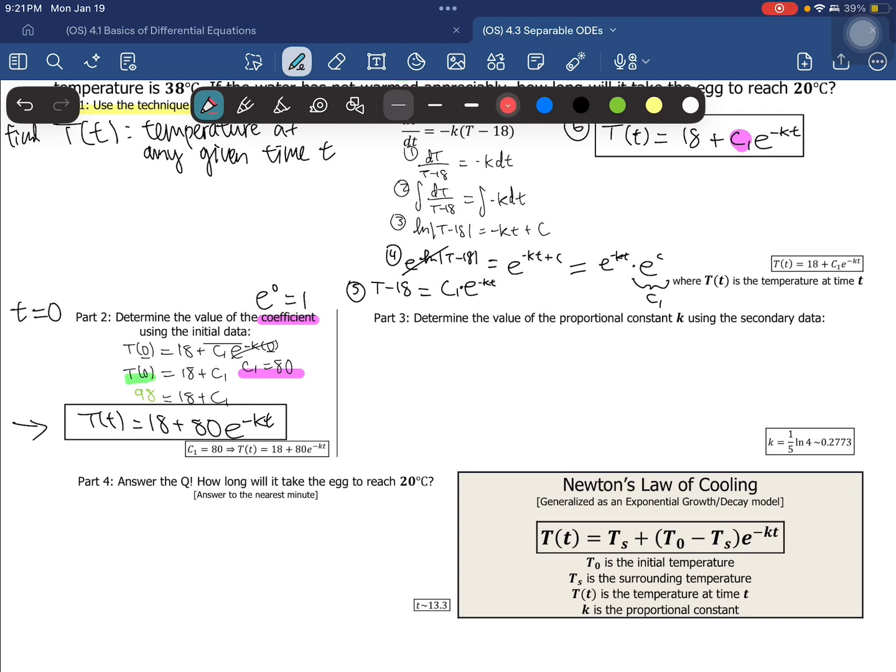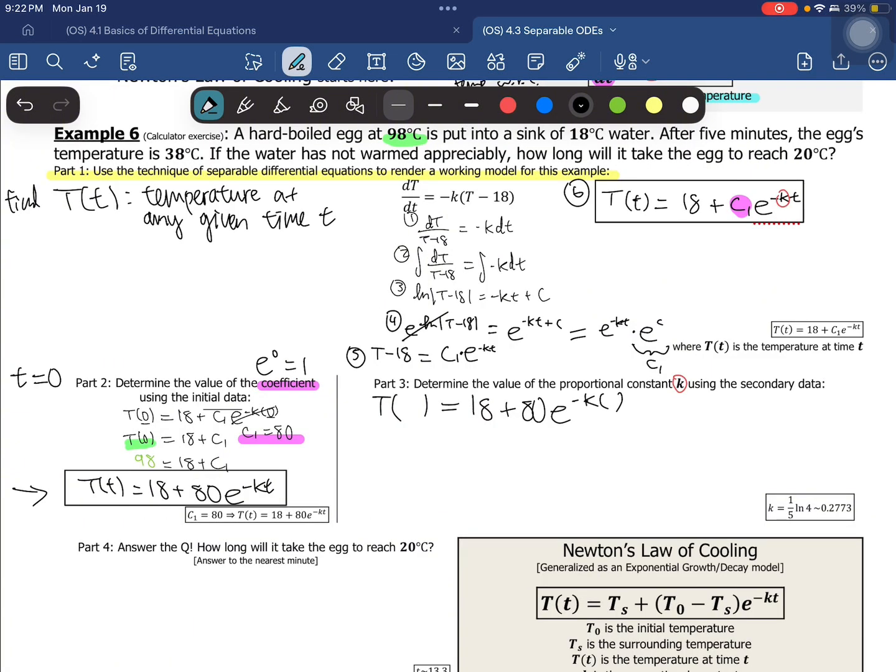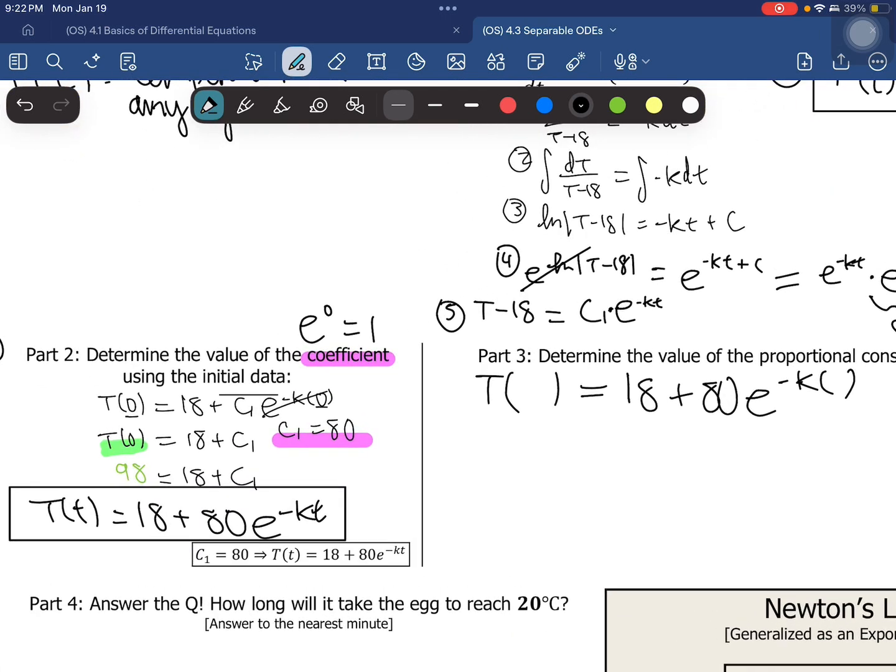Part 3 wants us to determine the value of the proportionality constant k using the secondary data. So let's reference back to our function, again leaving the time blank, TBD. Well, we already know that we can't use t equals 0 because of what we saw over here. e to the negative k times 0 is just 1. This is not helpful for finding our k. Angry face.